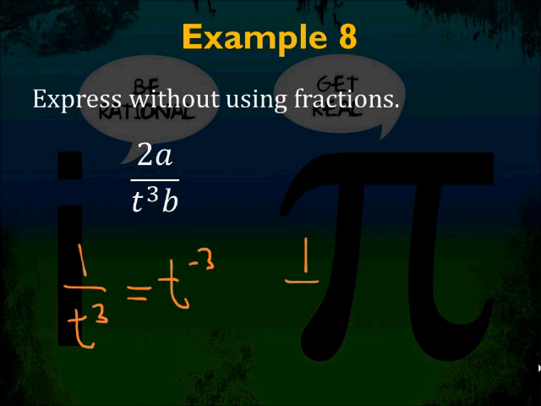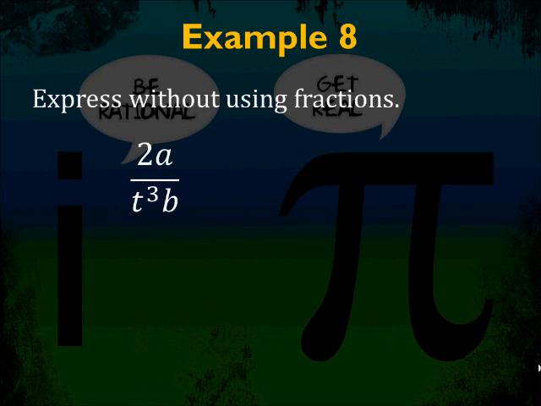Also, 1 over b is the same as 1 over b to the 1. So again, to express that as a negative exponent, you will just change that into b to the negative 1. So we have t to the negative 3, b to the negative 1. We put that in the answer, and you get 2a t to the negative 3 times b to the negative 1. So remember, all the exponents in the denominator are negative exponents when you remove it from the fraction.